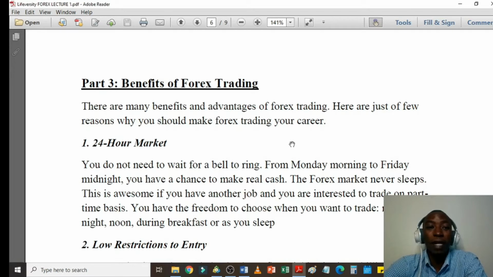From Monday to Friday midnight, you have a chance to make real cash. That is, trade the market. From Monday up to Friday midnight, you have the opportunity to trade 24 hours, 5 days a week. That's an advantage, especially if you want to make currency trading a part-time job for you or a part-time source of income. Then it's very favorable, because after your 9 to 5 job, you can be able to trade in the evening.